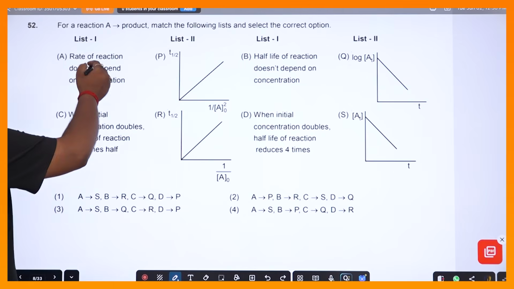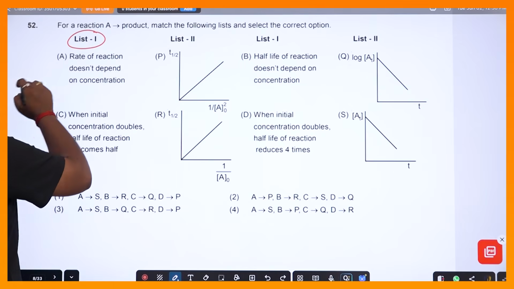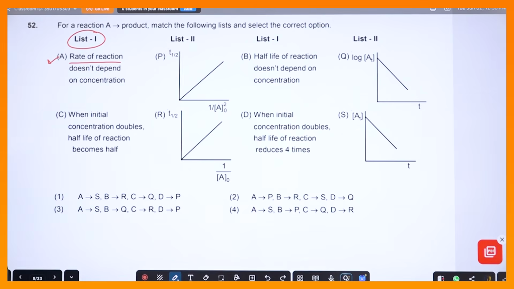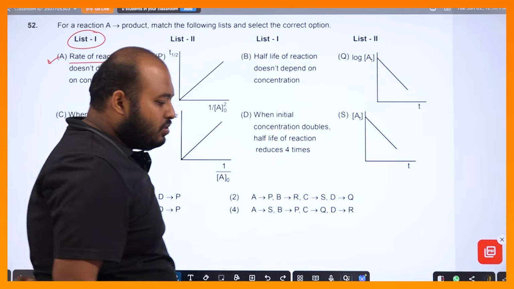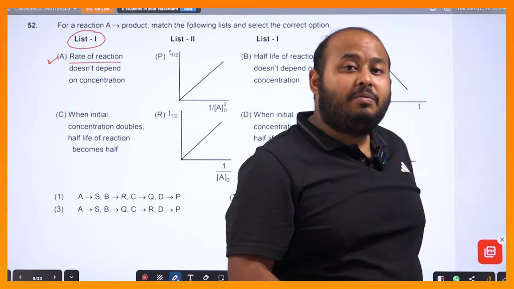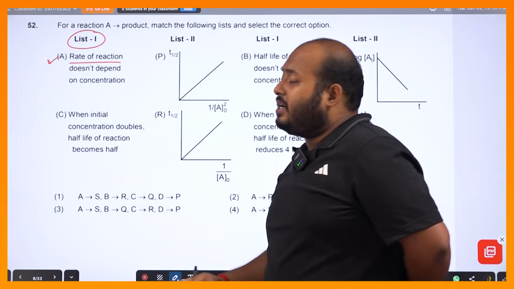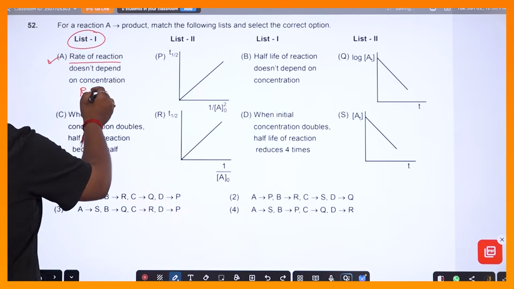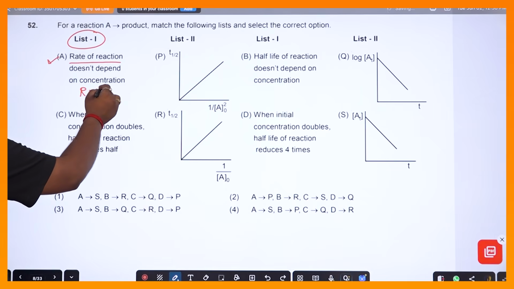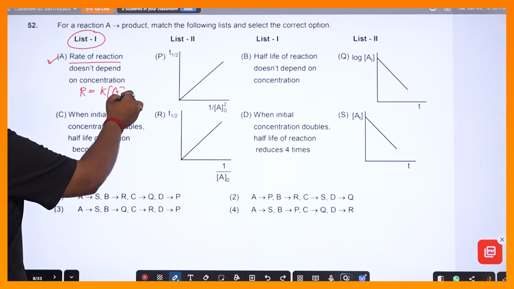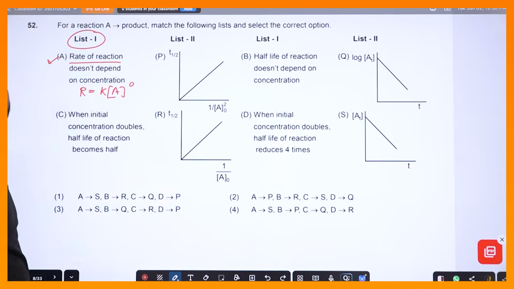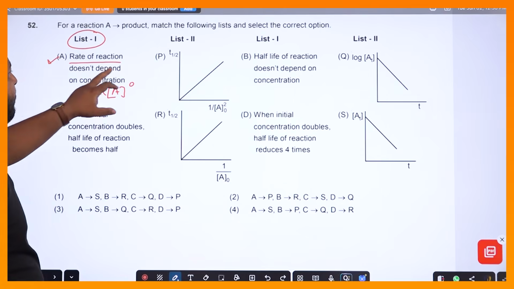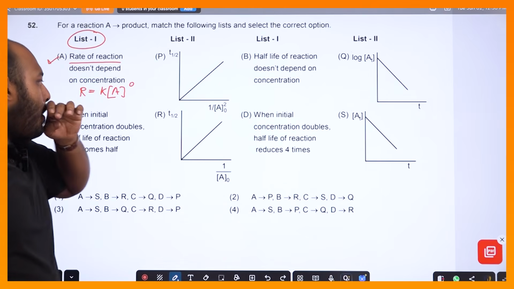So let us see. In the first listing, List 1, A, it is asking that the rate of reaction does not depend on concentration. So rate of reaction does not depend on concentration. So you can understand from the statement that it is asking for a reaction of order 0. So it is asking for a 0 order reaction. So let us match for which of the following graphs actually relate with that.